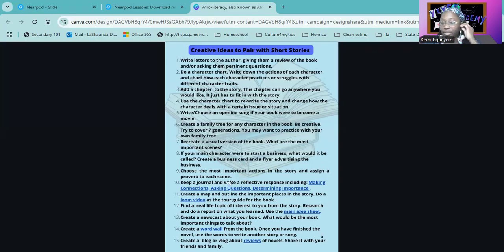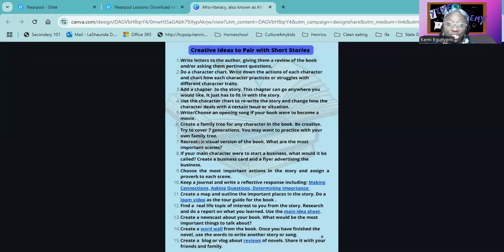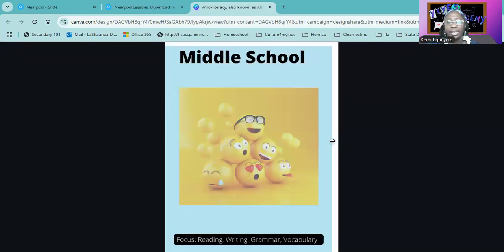We say pictures worth 1,000 words. Let them create some pictures for the book. Choose the most important scenes. Create the proverb. Here's the journals for making connections. And I actually do have a journal I need to find and scan and share with everyone. They can create a story map into a Loom video. Have them do an oral production of it. And so those are all beautiful things that they can add.